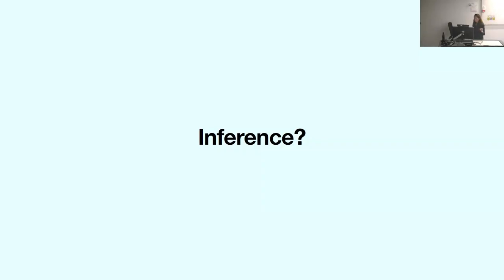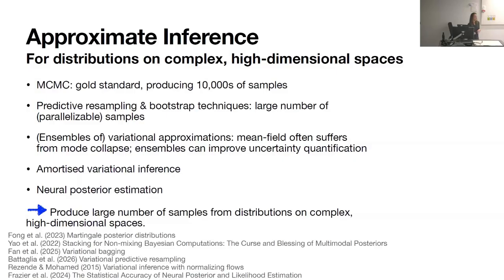Okay, I just want to say briefly, how do we do inference in these very weird settings? I'm not going to say much, but I'll say there are lots of different ways we can do inference. Probably MCMC is the gold standard here. More recently, there's these predictive resampling and bootstrap techniques. So this is what Lily's been looking at in this clustering under noise example. And the advantage of this over MCMC is now we can do inference in parallel.